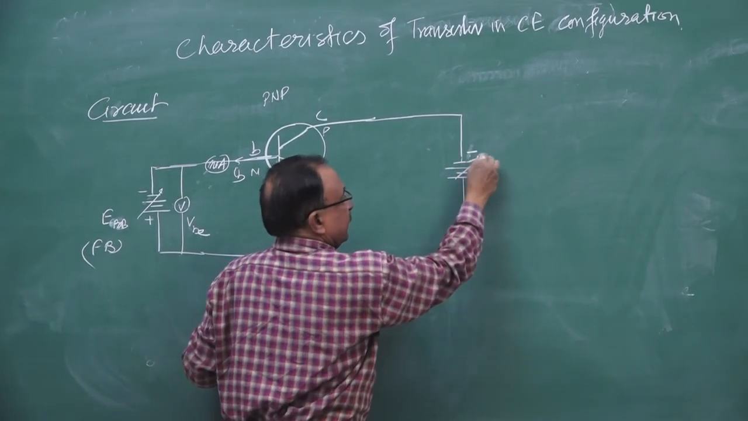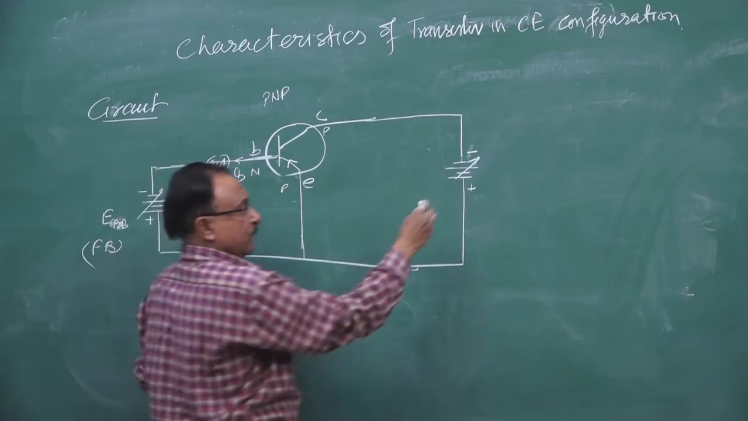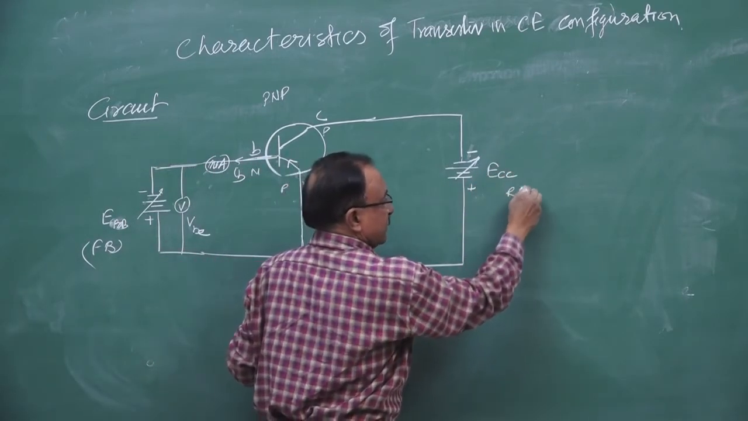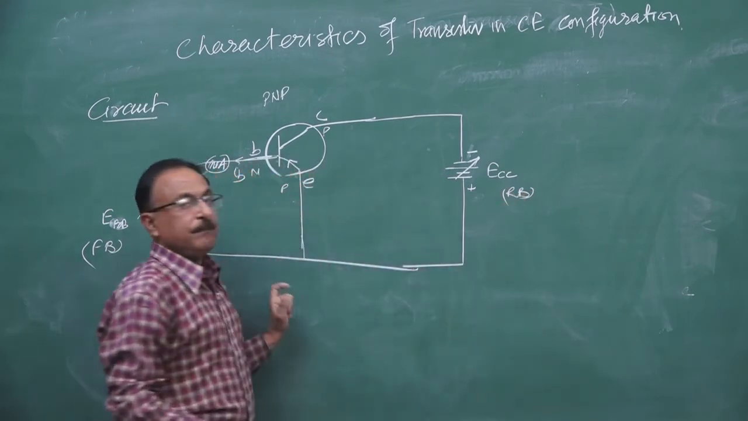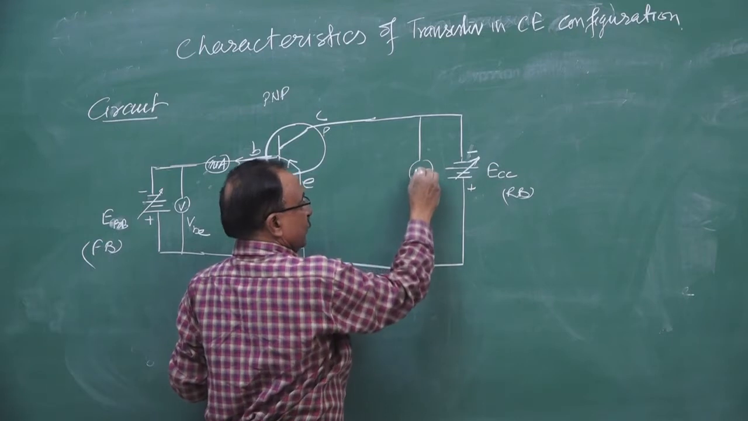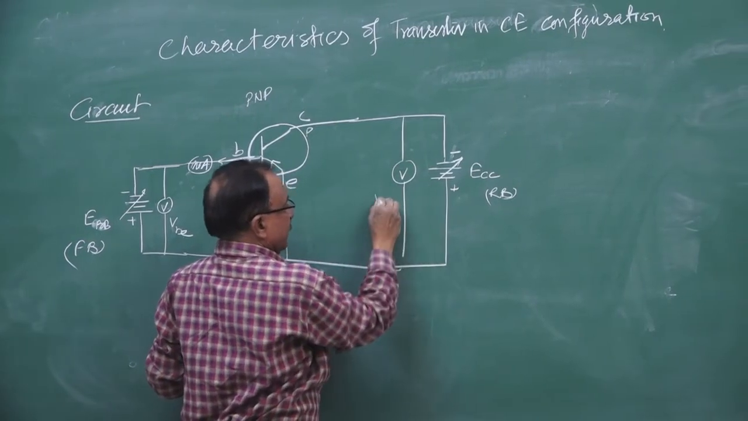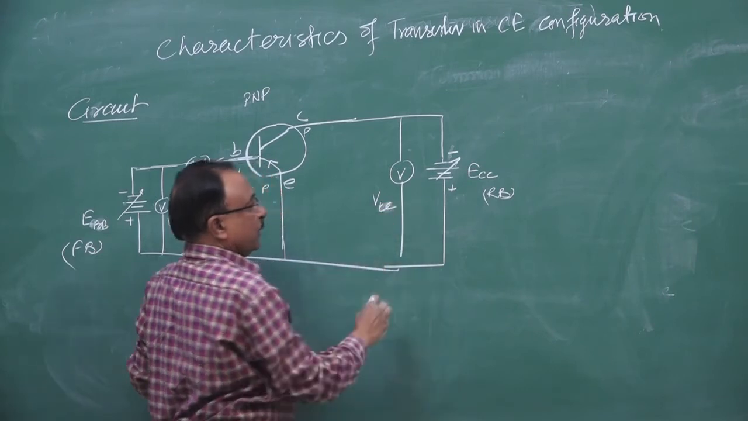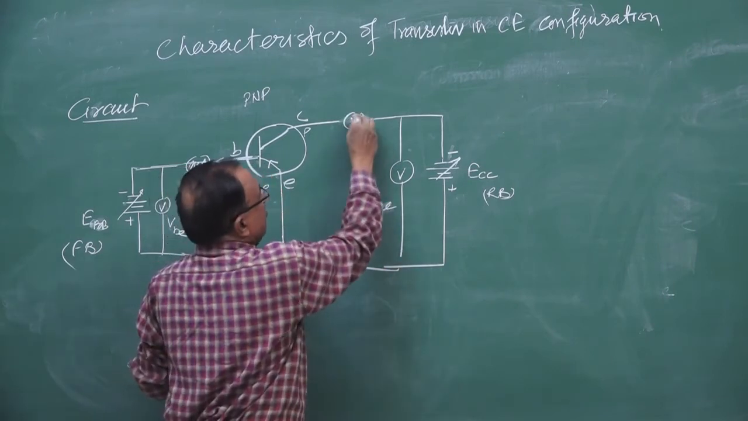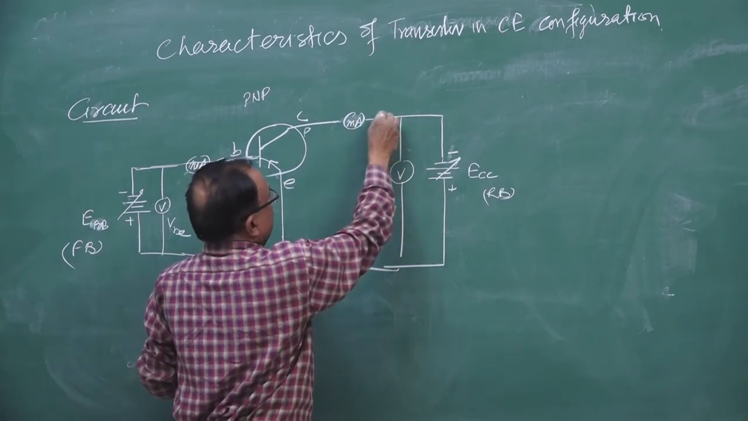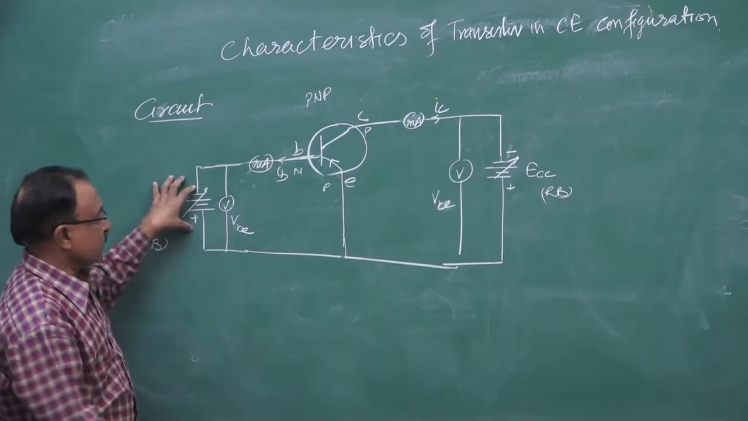Negative. This arrow shows a variable voltage. This is the collector biasing voltage. It is reverse bias. To measure how much we are changing the voltage, we use a voltmeter, which will record the base-emitter voltage, and we use a milliammeter over here, which will measure the collector current. This is the input side.